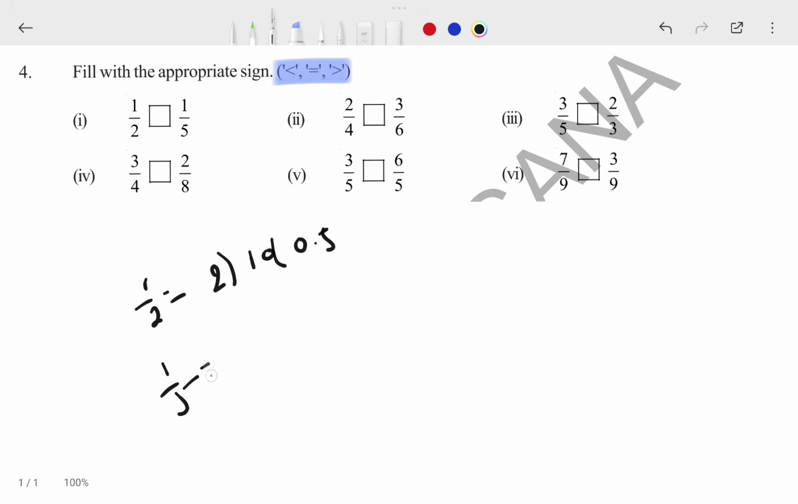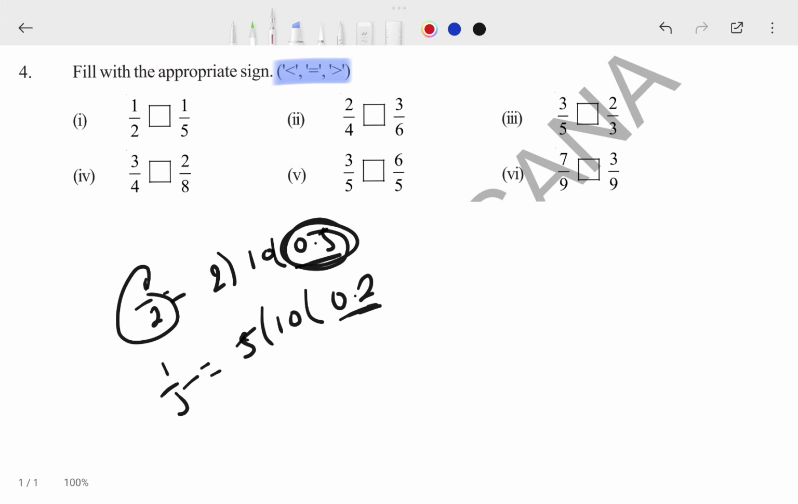1 by 5, if you divide that, it is 0.2. So 0.5 or 0.2, which is greater? 0.5 is greater, so 1 by 2 is greater. So the symbol is like that.